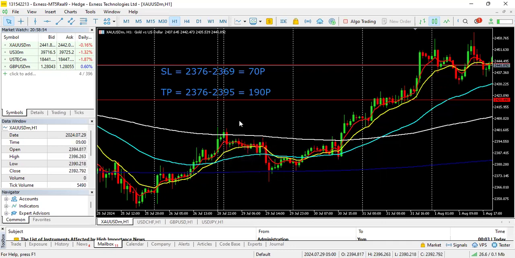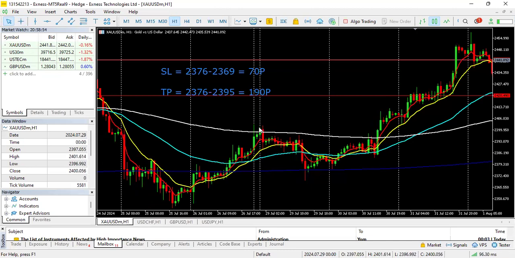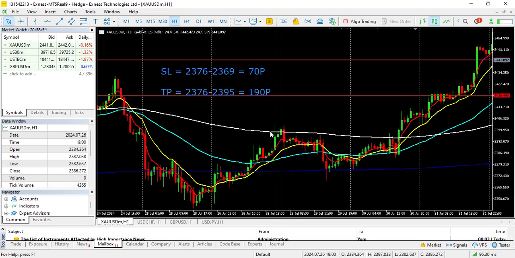And I want to say something: it's actually better not to take your entries within the Asian range, if you can avoid it. Be very careful. Don't take your entries within the Asian range. Your TP can happen inside the Asian range. Well, maybe you don't take your trades inside the Asian range, right?